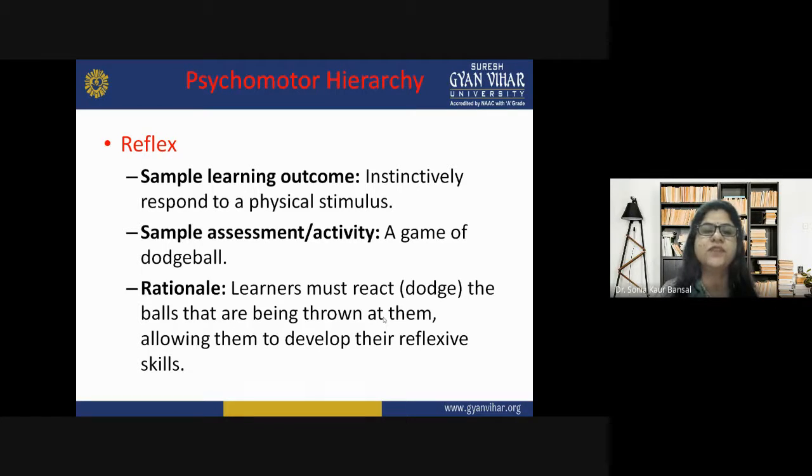First of all, we have to understand reflex. The sample learning outcome is to instinctively respond to a physical stimulus, whatever it is. As a sample assessment activity we can give our students a game of dodgeball. The rationale of this component is that learners must react and dodge the balls that are being thrown at them, allowing them to develop their reflexive skills.